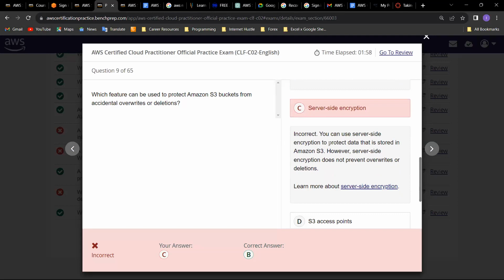And the one we chose was: you can use server-side encryption to protect data that is stored in Amazon S3. However, server-side encryption does not prevent overwrites or deletions.